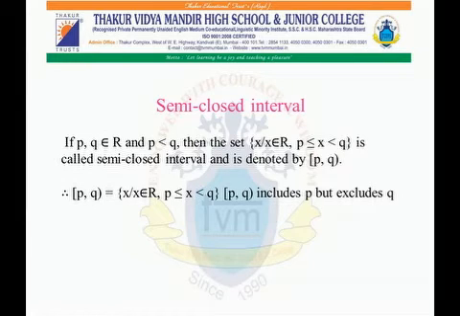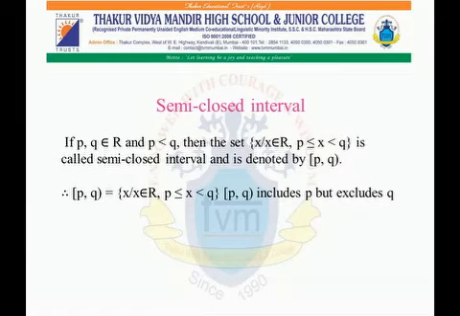Now semi-closed interval, that means it is half open, half closed. If P, Q belong to R and P is less than Q, then the set of X belongs to R such that X is less than Q and more than or equal to P. See, the value is given as more than or equal to P. So it is closed at P and open at Q. Why? Because at P it is given less than or equal to. So it will be closed.